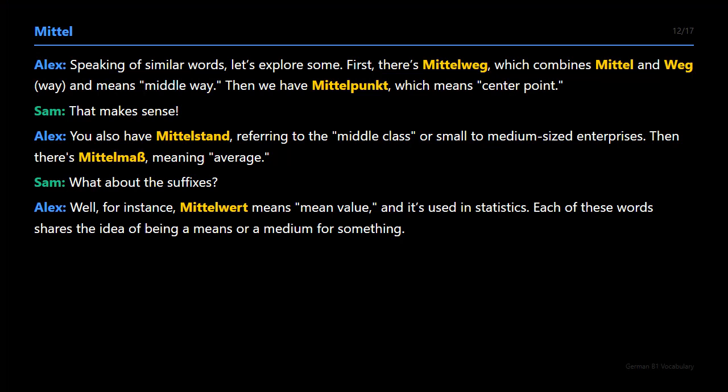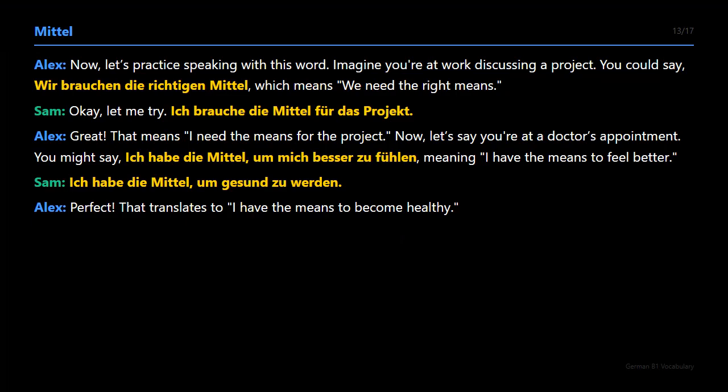Now, let's practice speaking with this word. Imagine you're at work discussing a project. You could say, Wir brauchen die richtigen Mittel, which means we need the right means. Okay, let me try. Ich brauche die Mittel für das Projekt. Great! That means I need the means for the project.